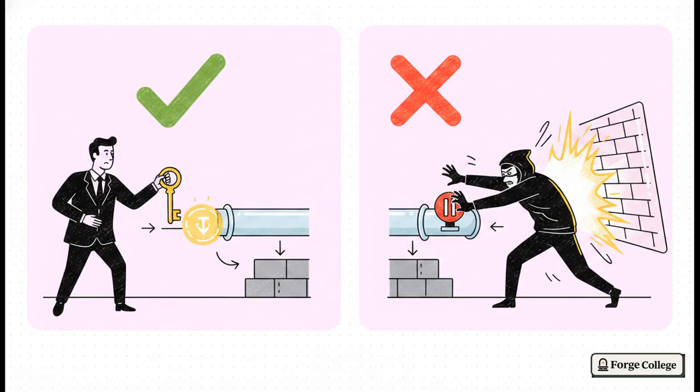We have to explicitly write negative tests, where an attacker tries to pause the contract, asserting that the transaction reverts with an access control error. Let's be real. If you don't test your failures, you just have assumptions, not security.